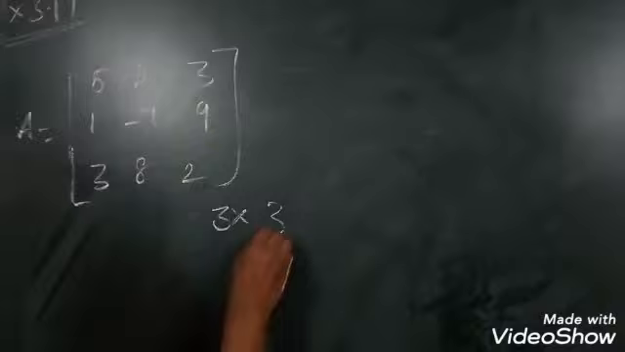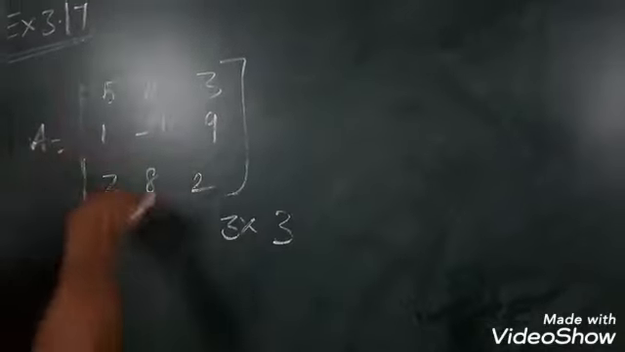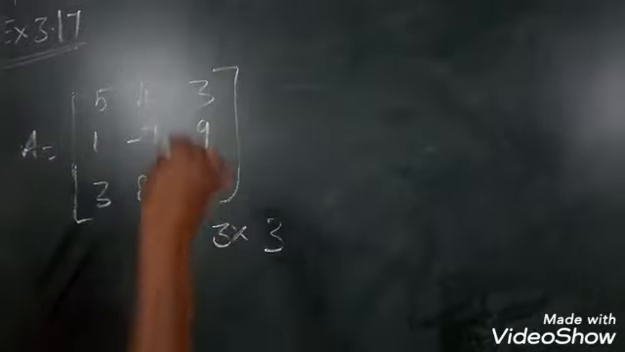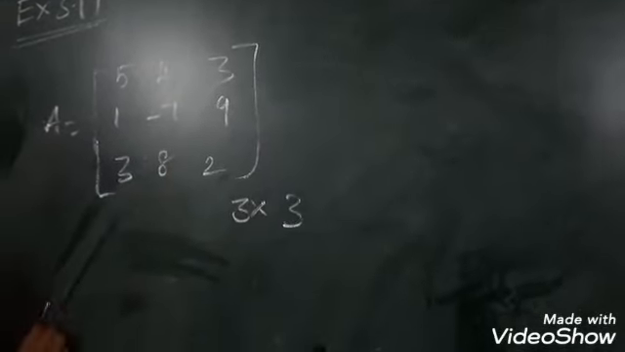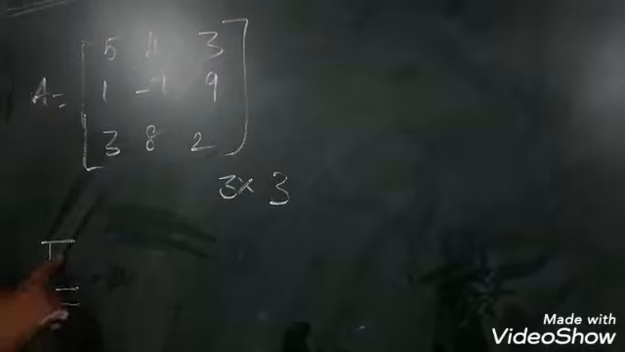Here how many rows are there? 3 rows and 3 columns. Here how many rows? 1 row, 2 rows, 3 rows. The same, 3 columns. Now you have to interchange the rows and columns. This is called A transpose, A power T.